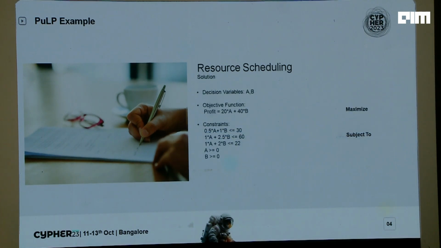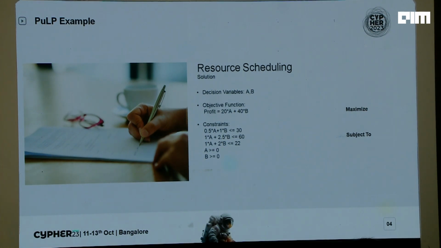Now how do we do this? What are my decision variables? A and B, we call the cakes A and B. Now, coming to the objective function, you have already seen that the profit for the first one was 20, and the profit for the second one was about 40. So we are framing 20A plus 40B, and we need to maximize it because it's profit.